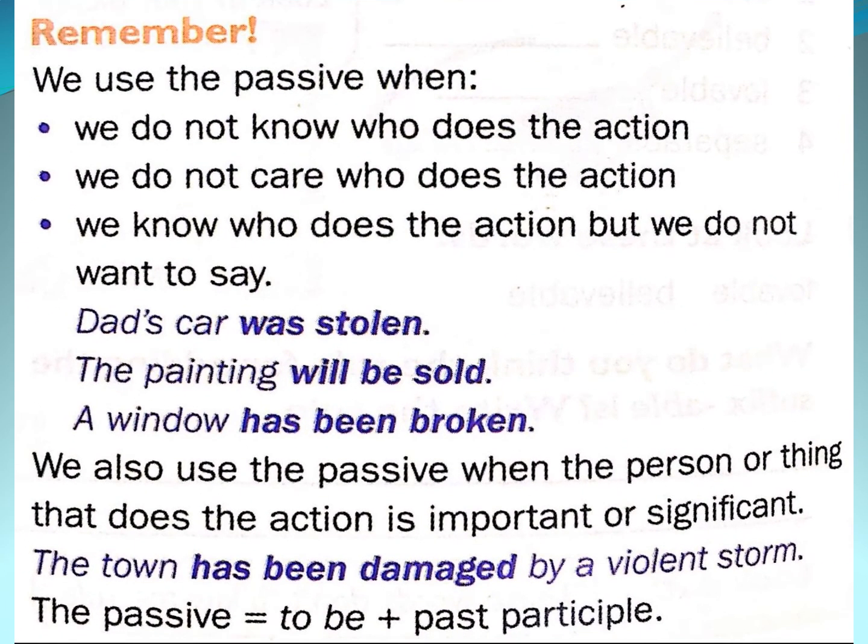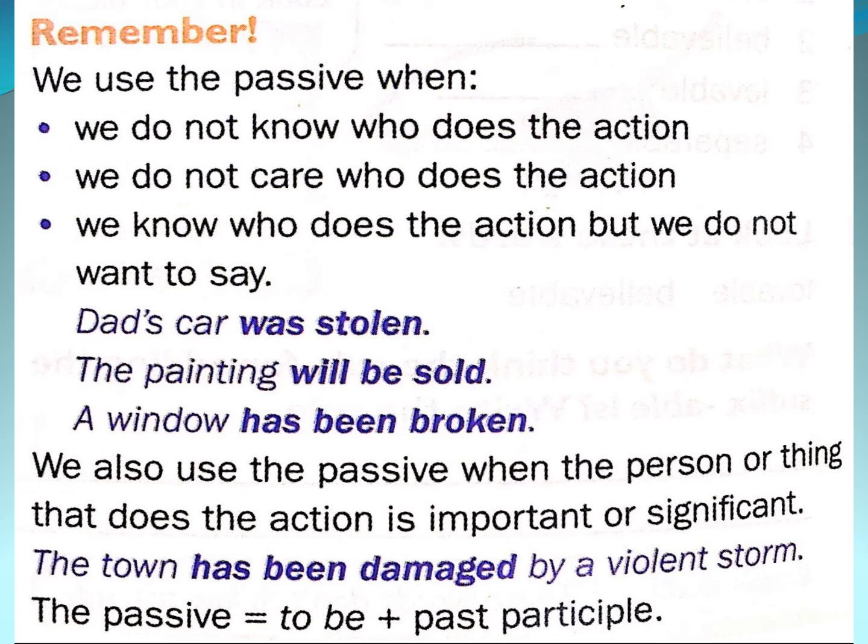Now, remember, we use the passive when we have 3 cases. We don't know who does the action. We don't care who does the action. We know who does the action, but we don't want to say. Dad's car was stolen by someone. He is a thief. The painting will be sold. A window has been broken, and so on.